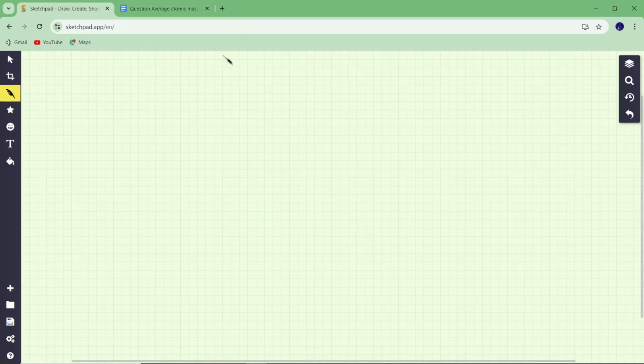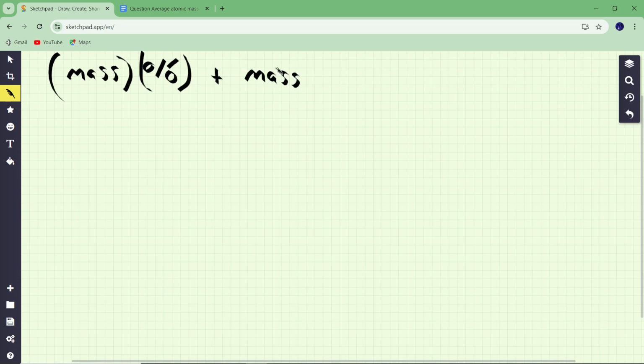And then we see that we have two numbers here, and these numbers represent how many we had. To start with, we're going to write down what our formula is. And our formula is always going to be the mass of the first one times its percent abundance plus the mass of the second one times its percent abundance. That's always going to give us our average atomic mass.